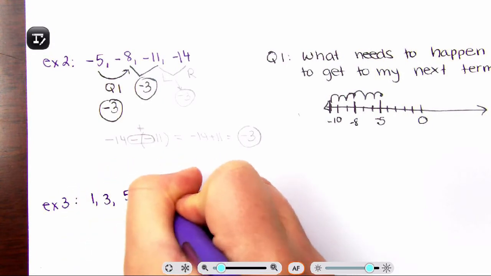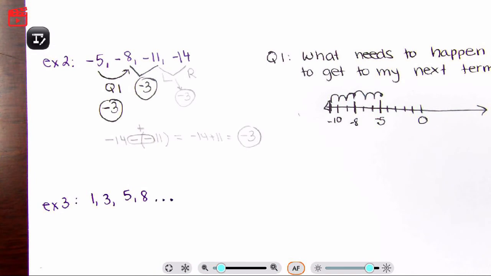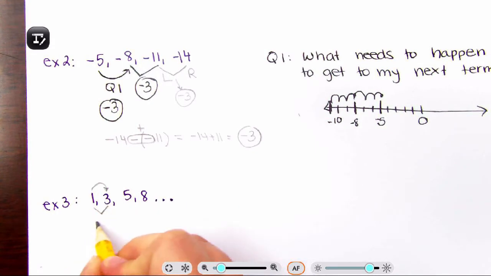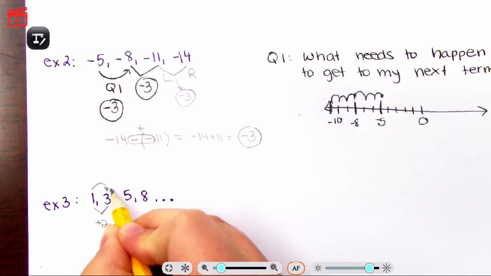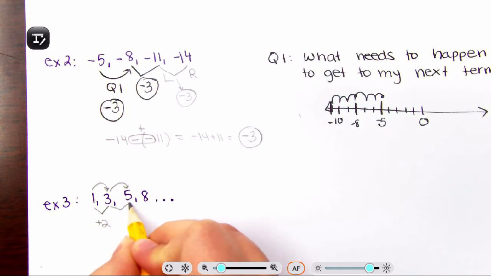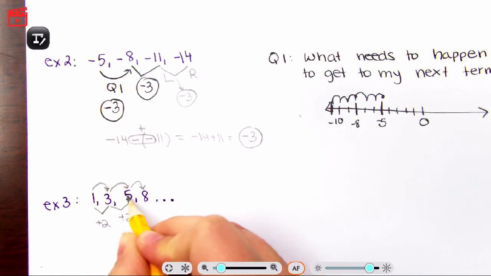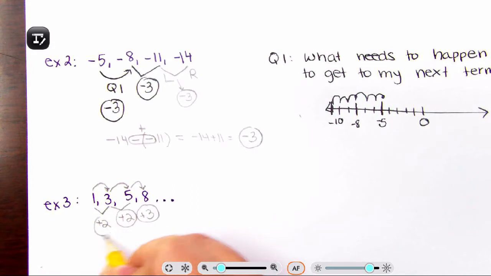1, 3, 5, 8. So take your right minus your left, or how do I get from 1 to 3? I have to add 2. How do I get from 3 to 5? I have to, 3, 4, 5, add 2. So far, so good. How do I get to 8 from 5? 5 to 8, 5, 6, 7, 8, plus 3. Do you see how they're not the same?